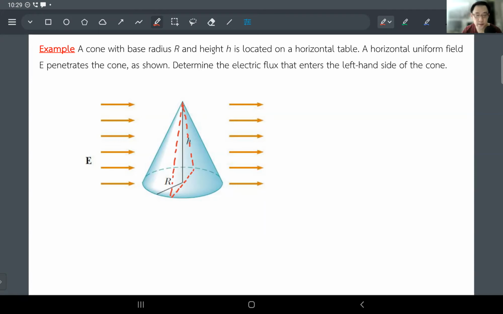All right, 2 minutes. Go ahead. There's supposed to be like a background music at this point. All right, slowly, guys. Think about this one carefully. What should be the electric flux entering the left side of the cone?